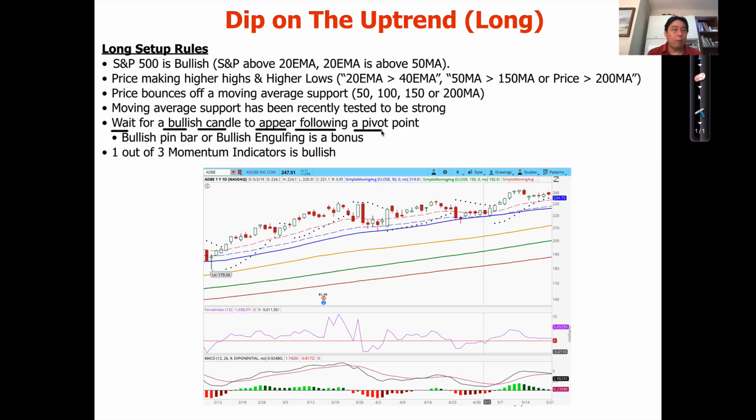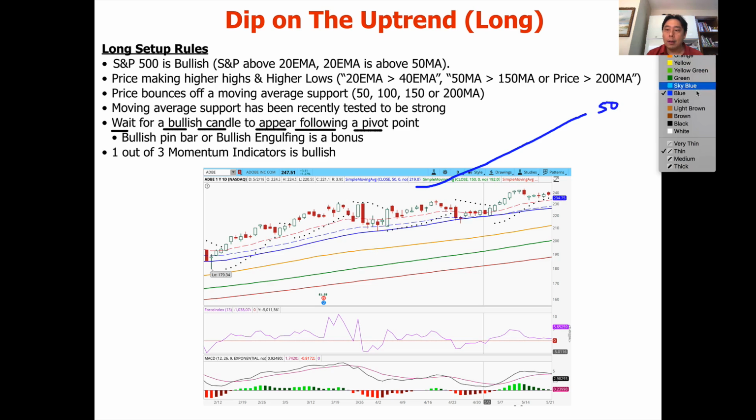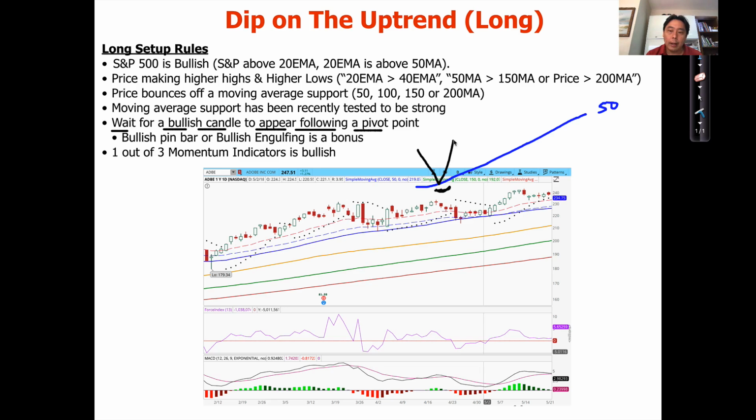Now, what's a pivot point? Let me attempt to explain right now. So again, let me do some drawing. Let's imagine this is the moving average. That's the 50, for example. And the price is bouncing off, so it's been tested before, right? And the price is going down right now. So price going down, going down, going down, right? So it's going to hit the 50. Say it hits it over here. Now, after it hits the 50, we want to see a bullish candle that appears right after a pivot point.